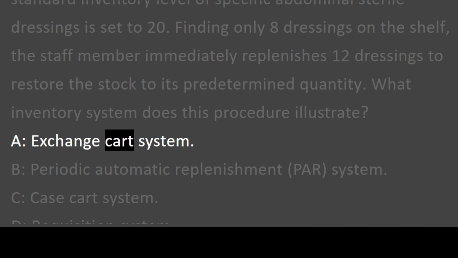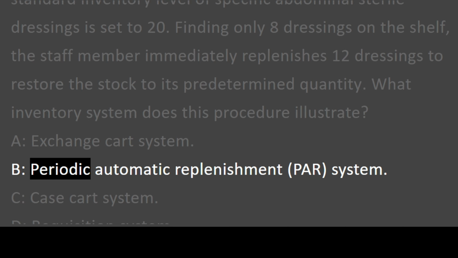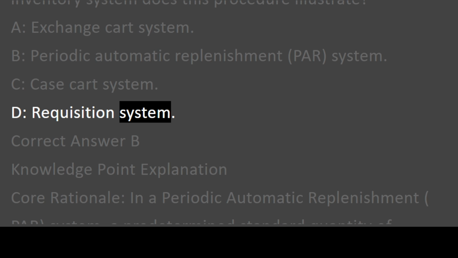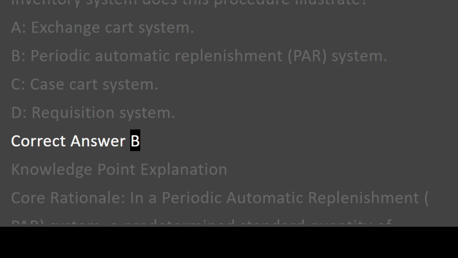A. Exchange cart system. B. Periodic automatic replenishment (PAR) system. C. Case cart system. D. Requisition system. Correct answer B.